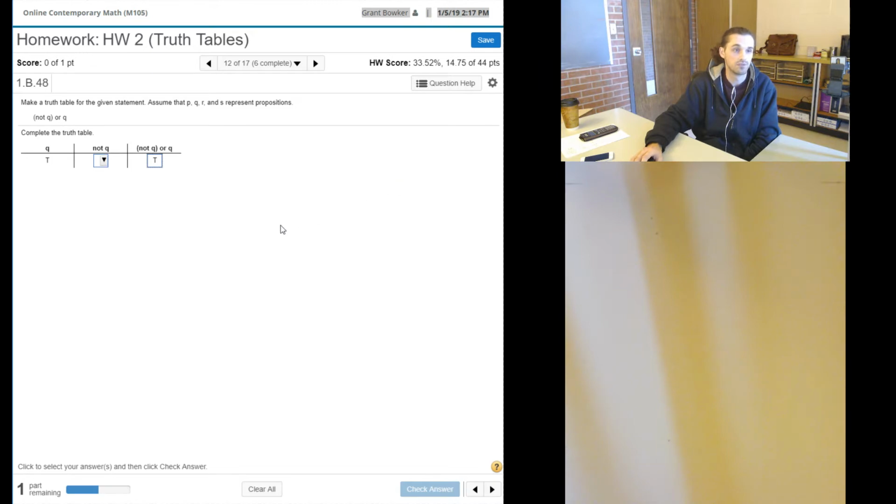So I guess we'll do this one together. Q is true, so not Q is false. Remember, the not simply toggles true to false and false to true. And also recall that the or connector is true if at least one of the pieces is true.